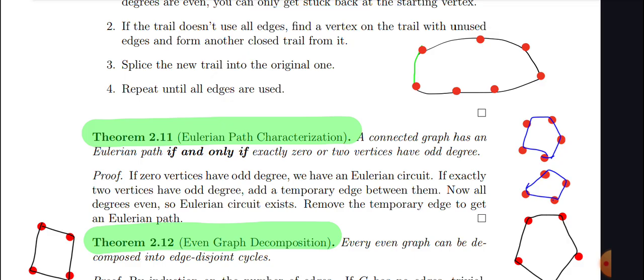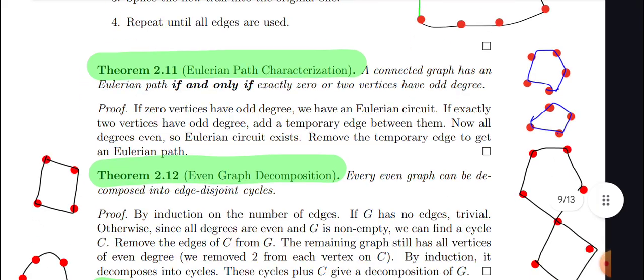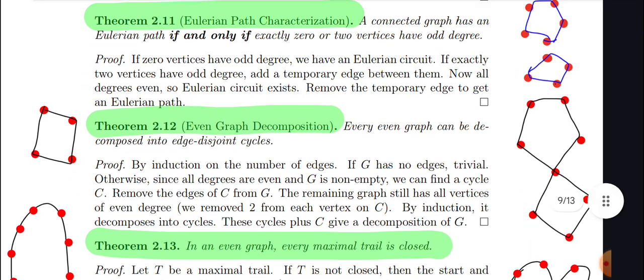The proof works recursively. Since every degree is even, the graph must contain a cycle. You find one cycle, you remove its edges. And the remaining graph still has all even degrees. It does, so you just repeat the process. Eventually, the entire graph is gone, decomposed into its constituent cycles.